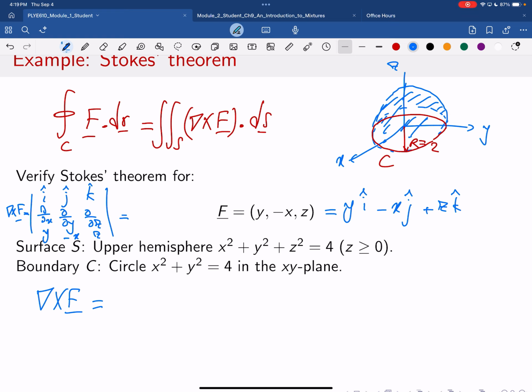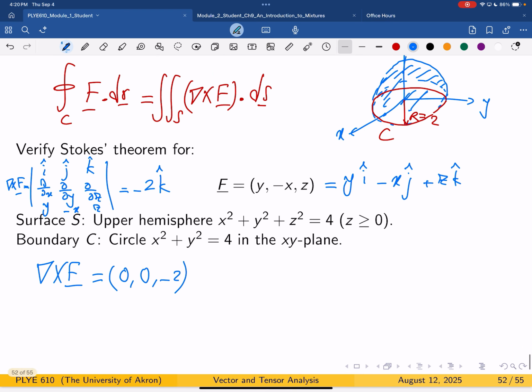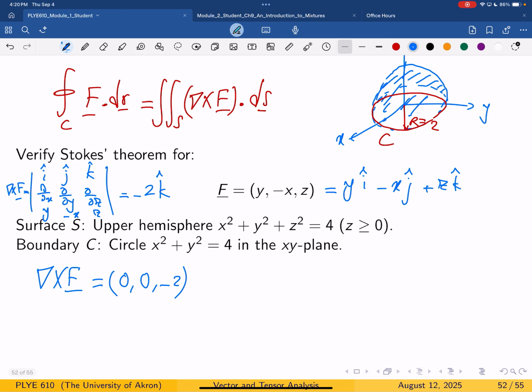What is the curl? Minus 2k. Minus 2k, right? Yeah. Good. So basically, if I want to write it, it's 0, 0, minus 2, right? Something like that. Okay, so then, all right, let's do this. We need to calculate this integral on the surface of this hemisphere, the outer surface that we have.